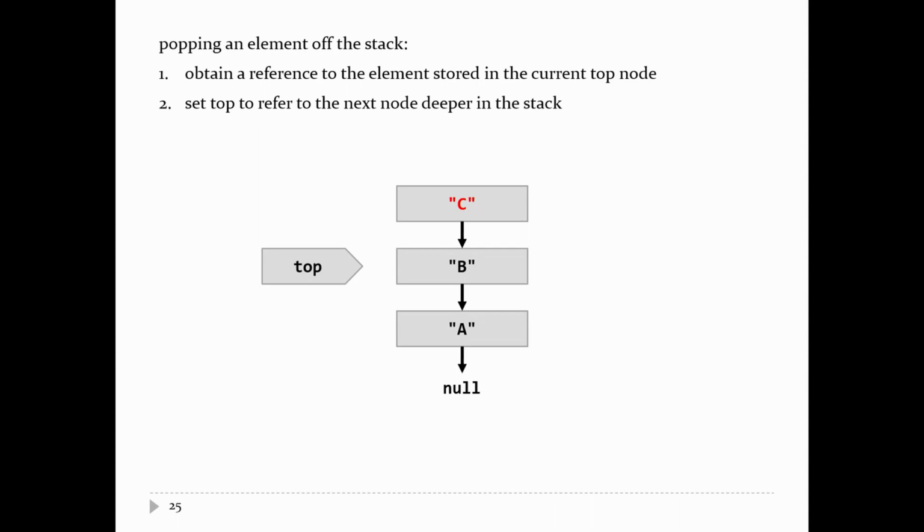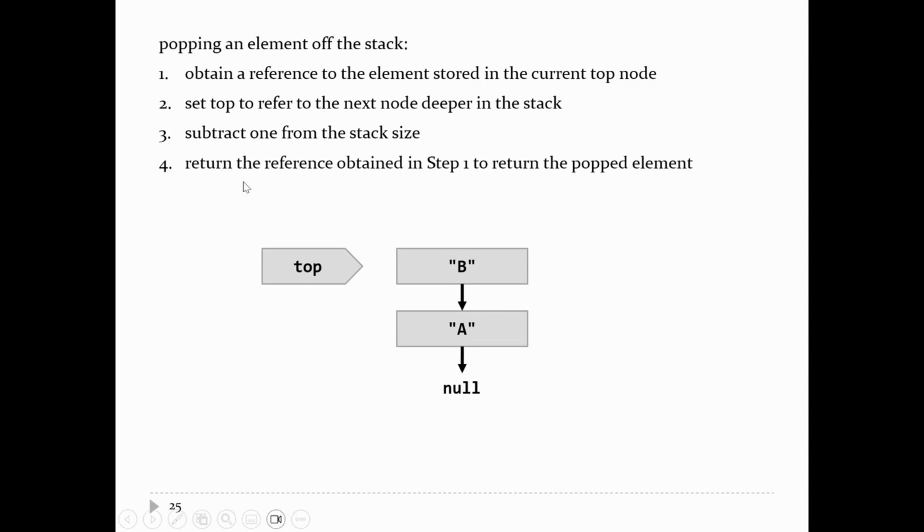Now, conceptually, what happens is this node disappears. But there's no way in Java for the programmer to remove an object. So as soon as you no longer have a reference to the top node, the Java virtual machine can eliminate this node from memory. But you're not going to do it yourself. So conceptually, the top node disappears, but the programmer doesn't have to do anything to explicitly remove the node. And then you're going to subtract 1 from the stack size.